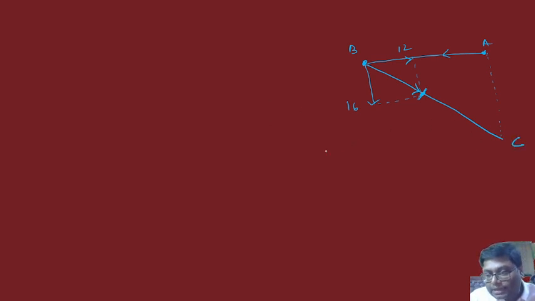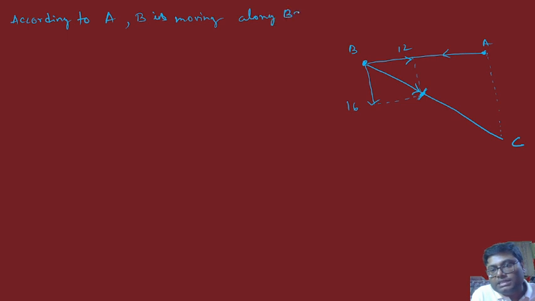According to A, B is moving along BC. OK, what will A see? A will see that B is moving along BC.